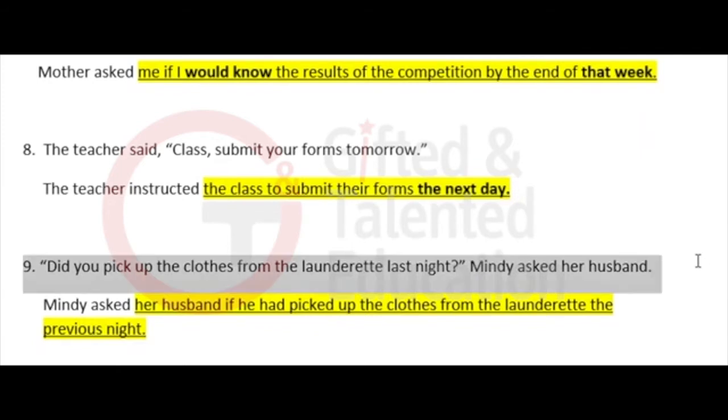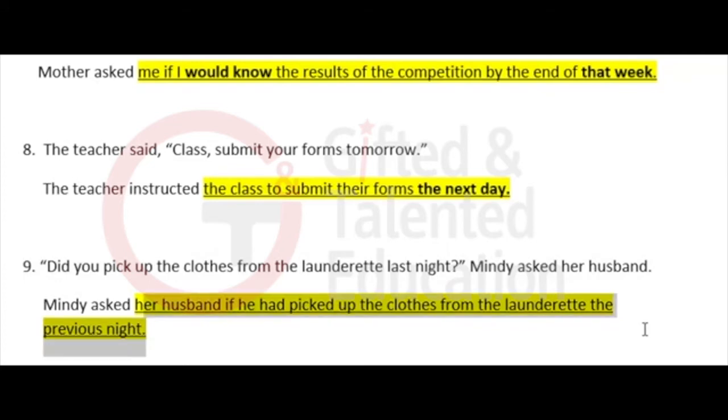Question 9. "Did you pick up the clothes from the laundrette last night?" Mindy asked her husband. In the reported speech, Mindy asked her husband if he had picked up the clothes from the laundrette the previous night. Do note the change: had picked up, and the previous night.